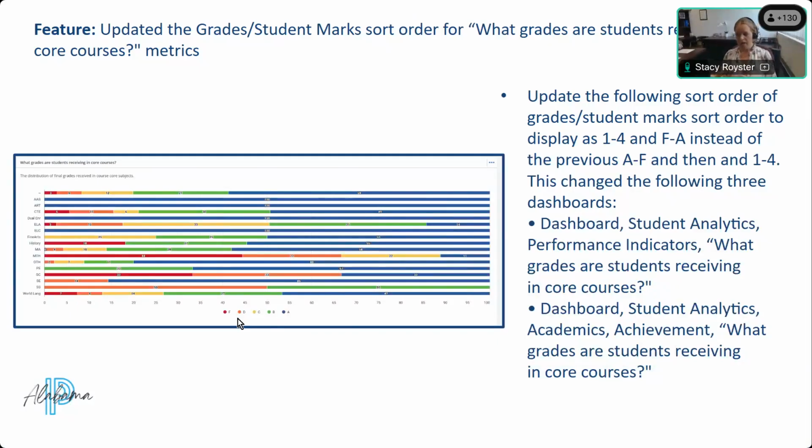Because the graph had the values going from A to F, right to left, the indicator down here in the legend was backwards on all the graphs, and so they went through and made that update so that these would sort and be in the legend in the same order that they're displayed in the graphs. So something that not many people noticed, but a few people did, and it does make sense to make the two align. So that is a cosmetic change that you will see on those dashboards for student analytics, performance indicators, and student analytics, academics, achievement, what grades are students receiving in their core courses.